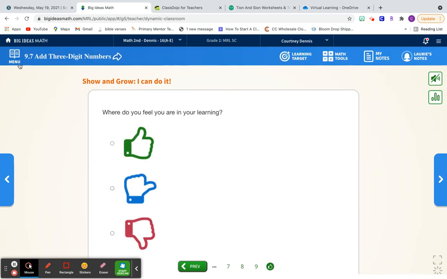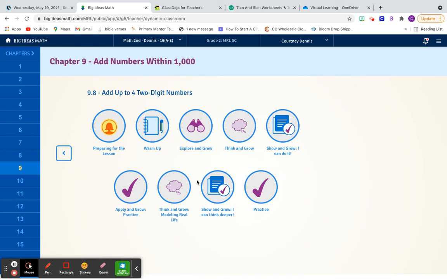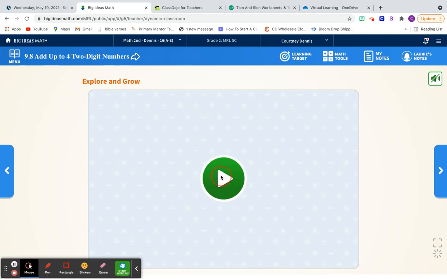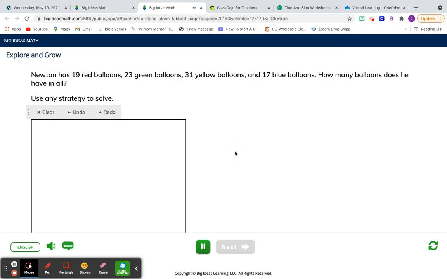All right, now we're going to look at 9.8, which is adding up to 4 two-digit numbers. Newton has 19 red balloons, 23 green balloons, 31 yellow balloons, and 17 blue balloons. How many balloons does he have in all? Use any strategy to solve. Okay, so we're going to write our numbers and we're going to stack them.